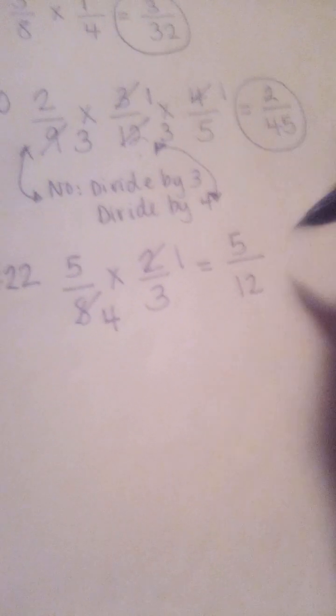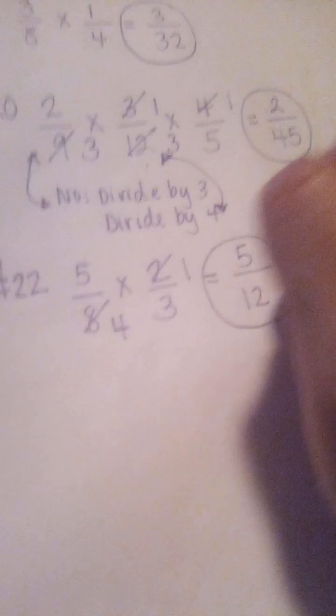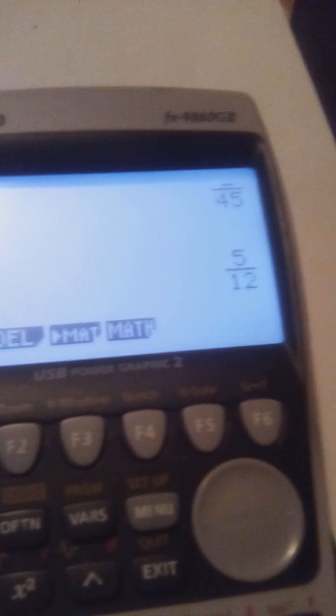No. We have 5 times 1, that gives us 5 as our numerator. 4 times 3 gives us the denominator. Potential final answer, let's check our calculator. 5/12, okay? 5/12 is our final answer.